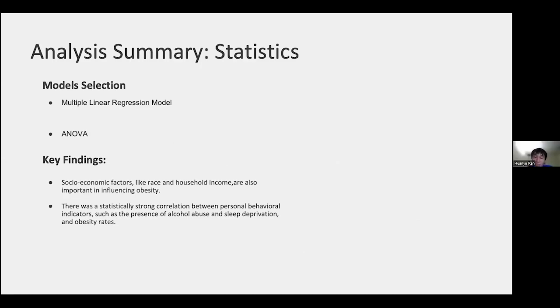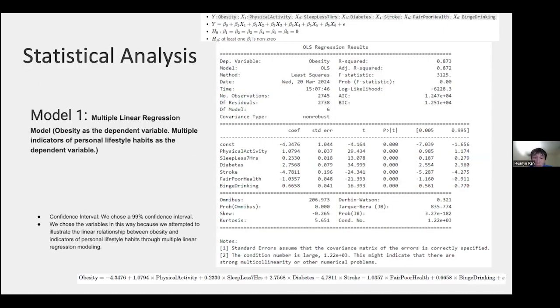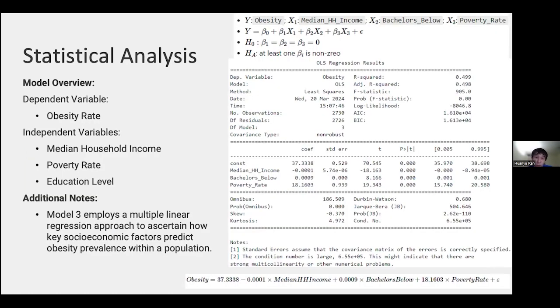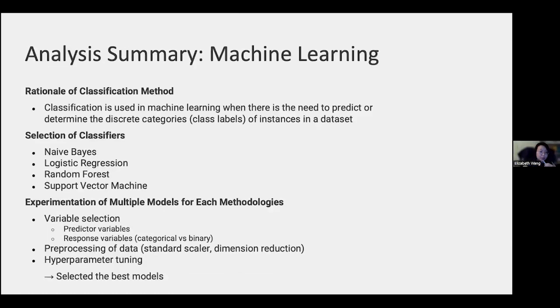In this part, we have two analysis methods: statistics and machine learning. The statistics part uses a multiple linear regression model and ANOVA for the correlation analysis. Model 1 is a multiple linear regression model, model 2 is ANOVA, and model 3 is also multiple linear regression. Based on the models, we found that socioeconomic factors like race and household income are correlated with obesity prevalence. The other finding is a statistically strong correlation between personal behavior indicators and obesity rates.